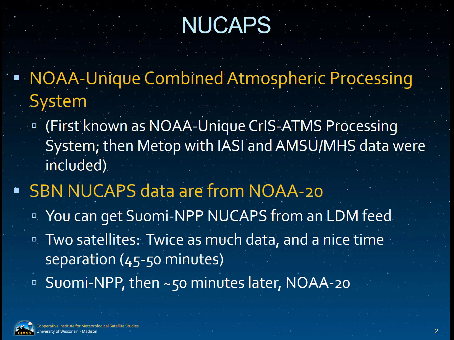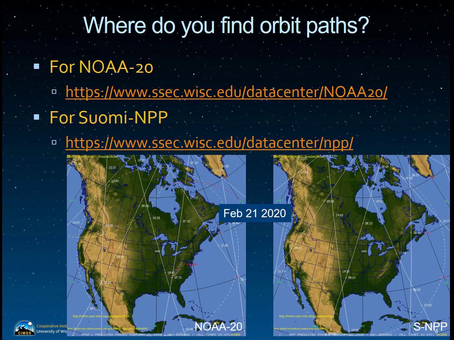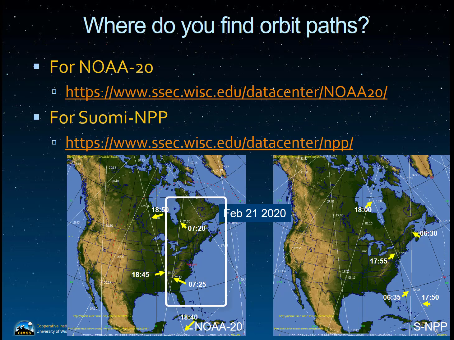With two satellites you get twice as much data, and there's a nice time separation between the two, 45 to 50 minutes, so you see how things evolve. One of the things that's difficult about polar orbiters is knowing when they're going to fly over you. You can find orbital paths online at this link. For Suomi NPP and NOAA 20, a typical day's passes are shown here. Flying along the east coast, you get something between 6 and 7Z, and then again between 17 and 18Z.